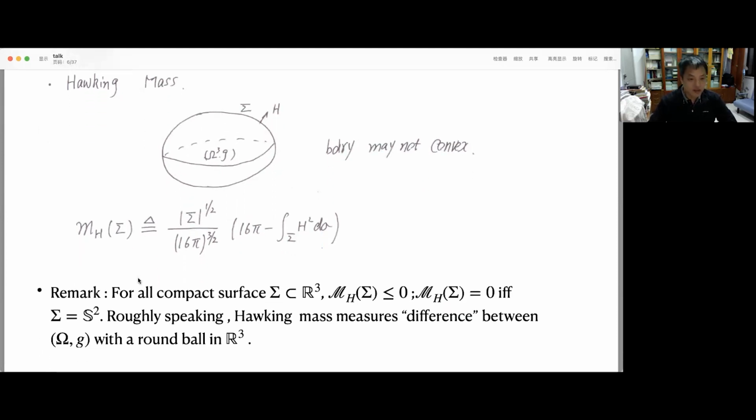It is not so difficult to show that for all compact surfaces in Euclidean space, the Hawking mass is non-positive, and it equals 0 if and only if sigma is a round sphere. So we can say that Hawking mass measures the difference between the domain Omega with a round ball in Euclidean space. Okay, these are two examples.